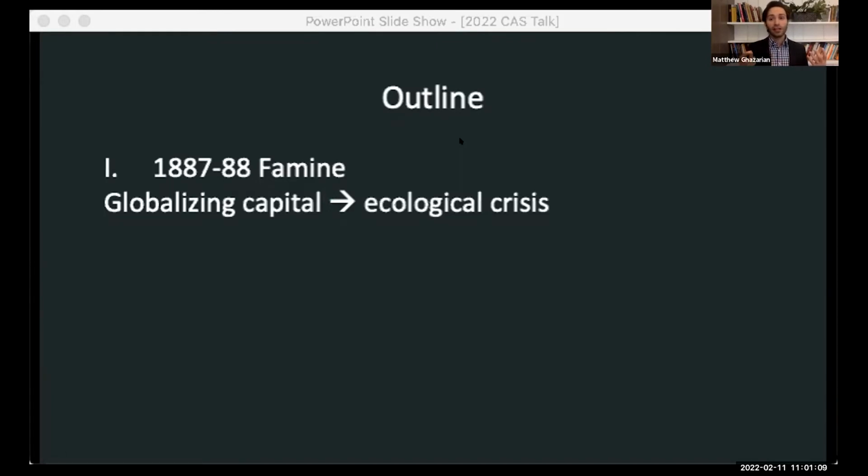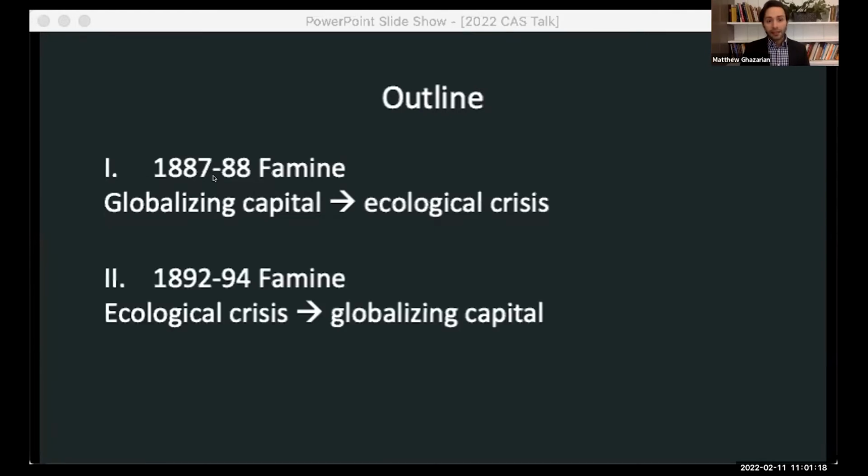So we have a new world of globalizing capital, intensifying and changing the course of an ecological crisis in a seemingly remote rural region. At the same time, the 1892 famine shows how an ecological crisis could also affect the course of history for a new world of globalizing capital. And specifically, ecological crises could facilitate the spread of new kinds of lending, new kinds of debt, new kinds of property holding into these seemingly remote regions. They could do this by forcing desperate people to take on new kinds of loans.